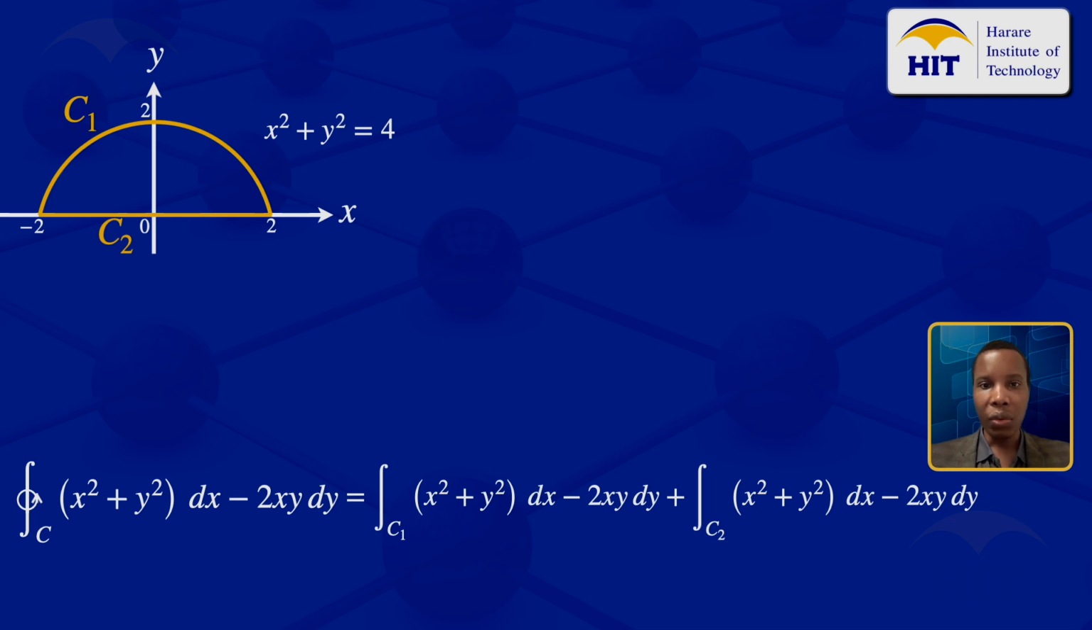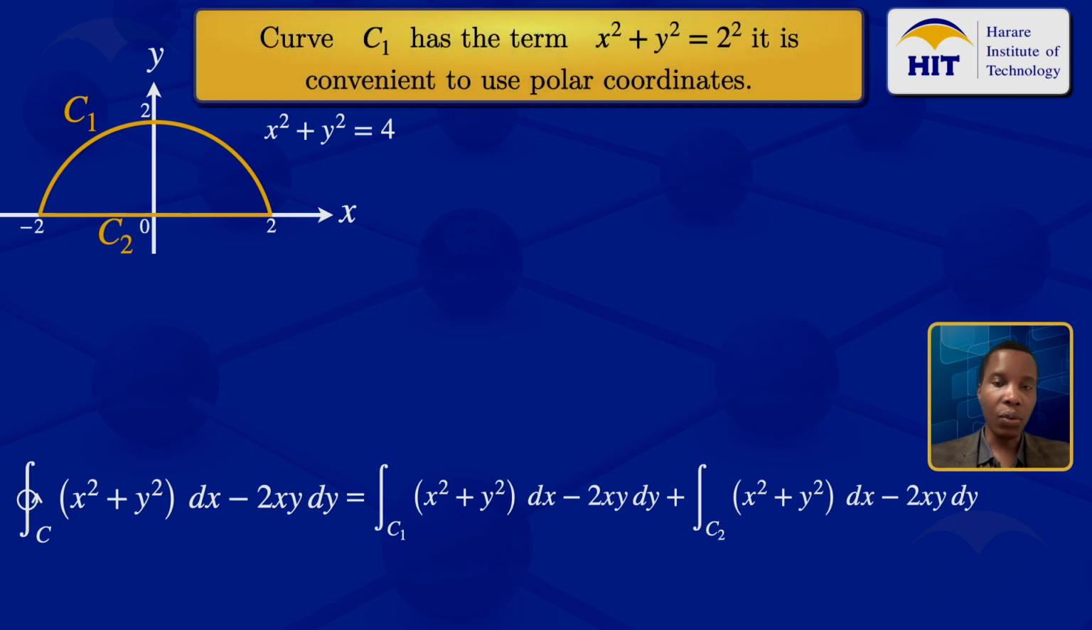For curve C1, we see that it has a term x squared plus y squared equals 4, which is 2 squared. When you have terms of this form, it is convenient to use polar coordinates. In polar coordinates, the equation of a circle is x squared plus y squared equals r squared, where r is the radius. When you compare these two equations, we see that our r is equal to 2.